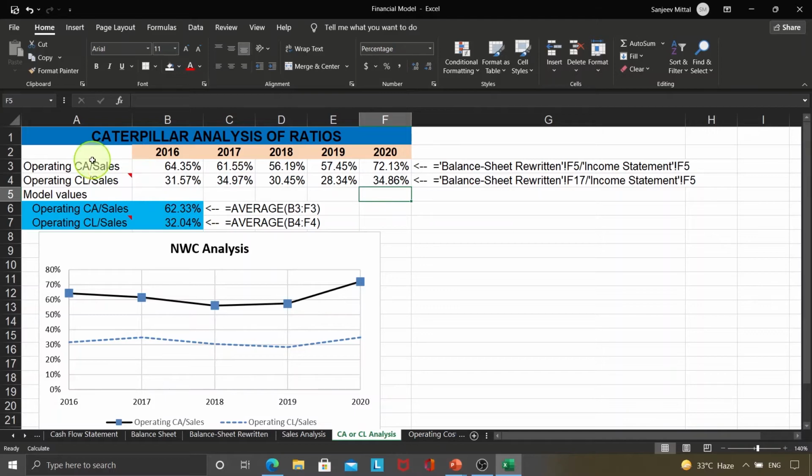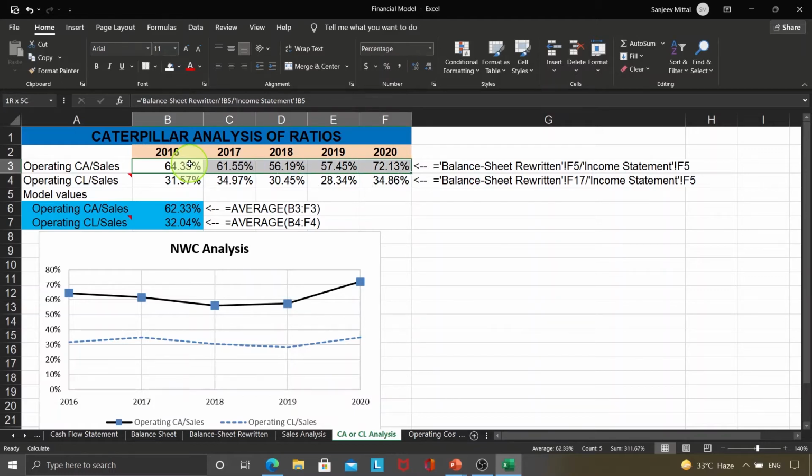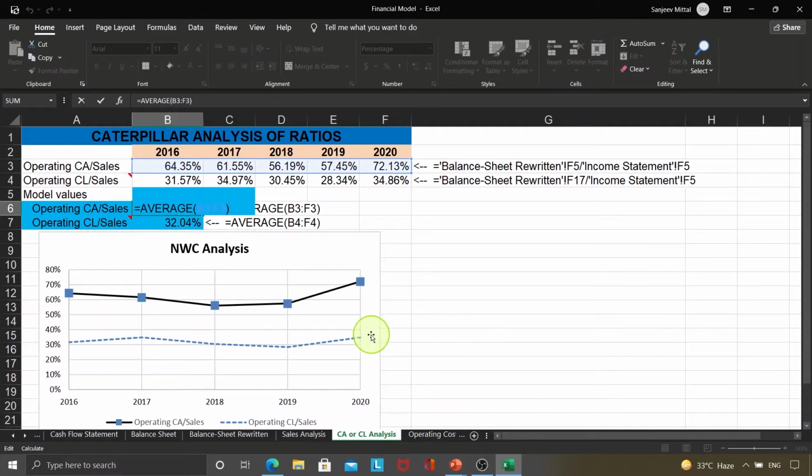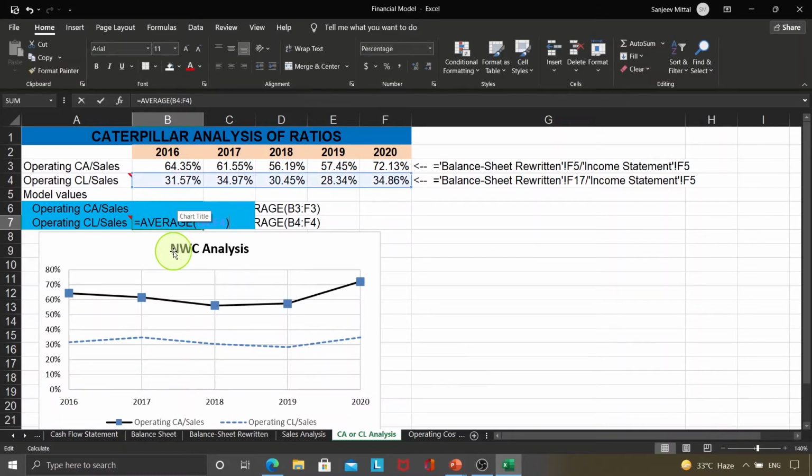As we see the numbers of operating current assets to sales ratio, we can simply interpret that there is a consistency of this particular ratio. And also, if we see the operating current liability to sales ratio, there is also consistency in this. So based upon that, we can simply find the average of our operating current assets to sales ratio, and average of our operating current liabilities to sales ratio for modeling our financial model. These will be used in our projected cash flow statement and projected balance sheet for getting the future period numbers from 2021 year onwards.